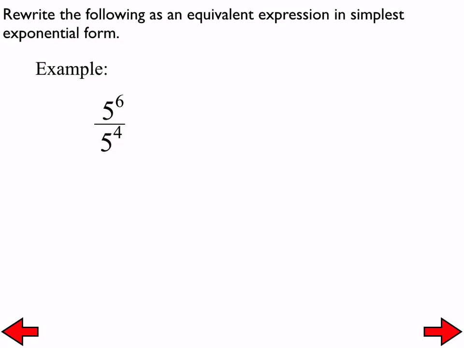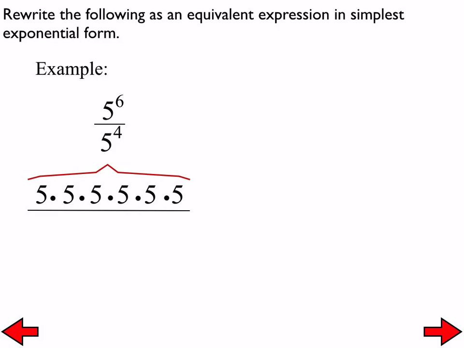This example says to rewrite the following as an equivalent expression in simplest exponential form when we have 5 to the 6th over 5 to the 4th. Well, we're going to attack this the same way we've attacked everything, and that's by writing it out as extended products. So we have 5 to the 6th on top, which of course as an extended product looks like that, and 5 to the 4th on the bottom, which looks like that. And then if we think about how we normally deal with fractions, we're trying to reduce. And so we have some 5s that we can simplify.